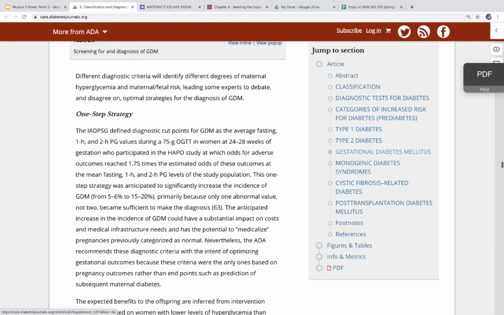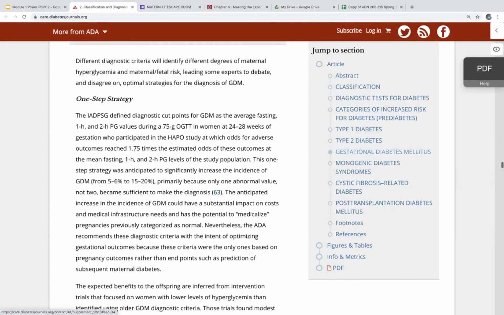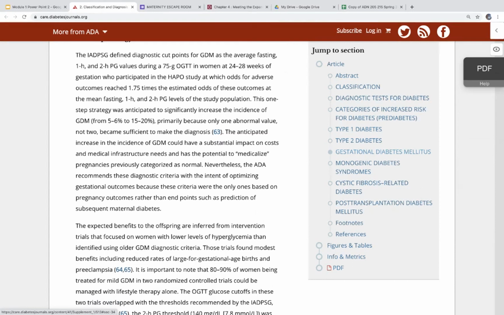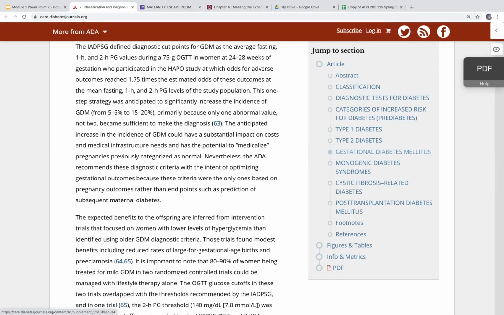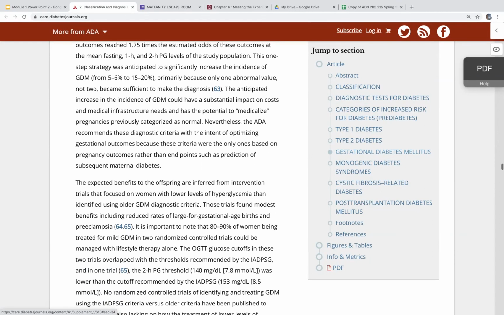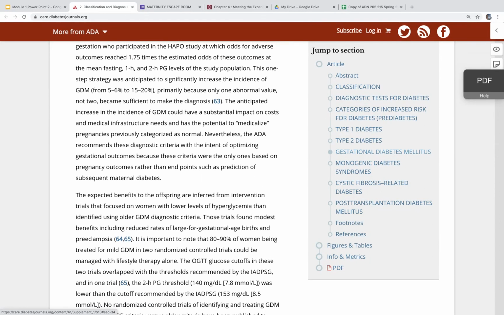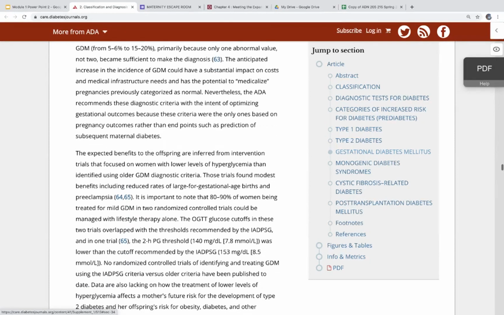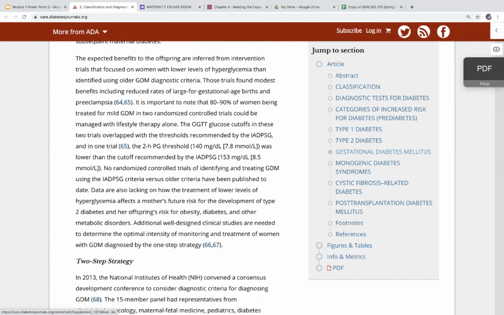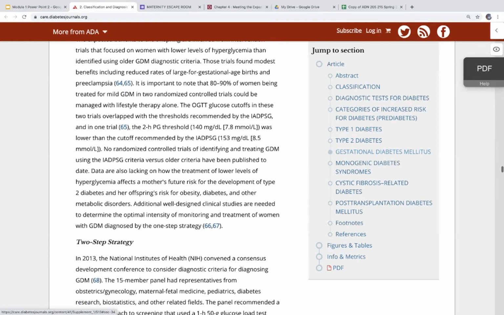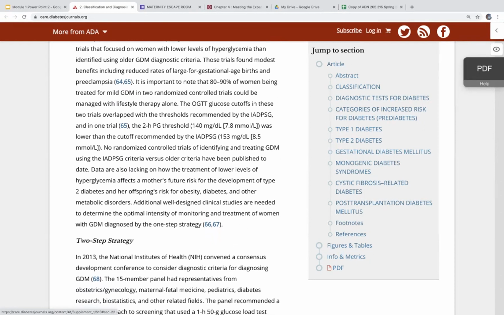Okay, so the one step, we're going to come down to here, and the one step at 24 to 28 weeks. And I want to take you guys to the ranges of what they're looking, and your book has it as well, but just as we're going through. So in one trial, the 2-hour is 140 or lower.